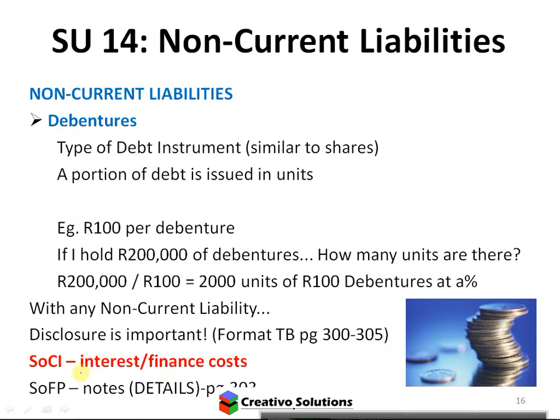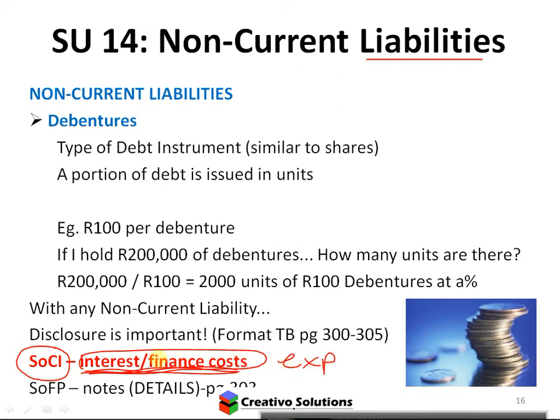Where would I put the interest and finance costs? In the statement of comprehensive income. Why? Give me the why. Because it's an income. No. We're looking at a liability. Liabilities don't give income. What type of account is this? It's an interest and it's a liability. No. It's an expense. Yes. Where do you disclose expenses?